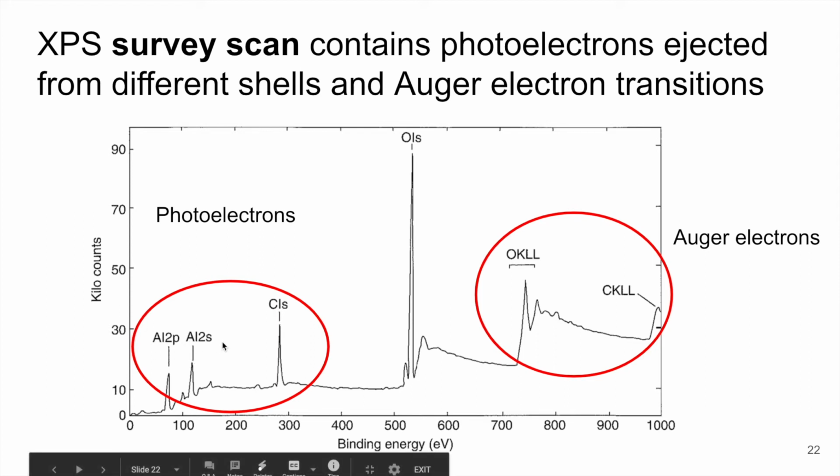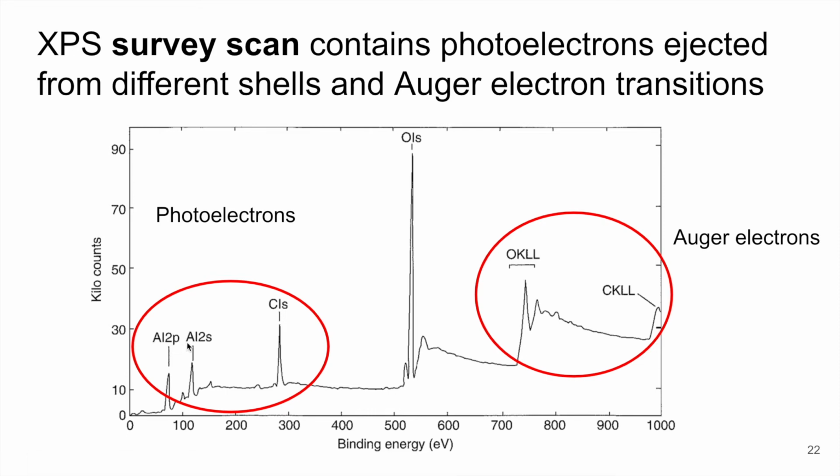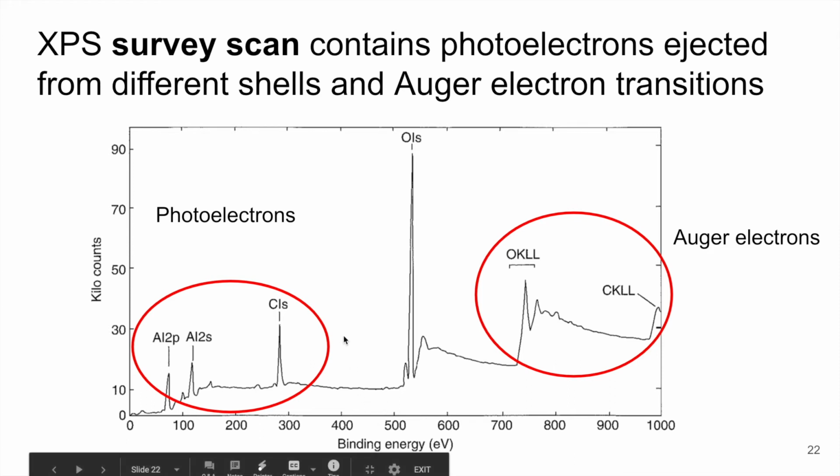So you see the labels here. So we have aluminum, carbon, oxygen, and you can see the 2p, 2s, 1s, 1s. Those are the specific shells that they're coming from, or subshells. So that's one part of it.